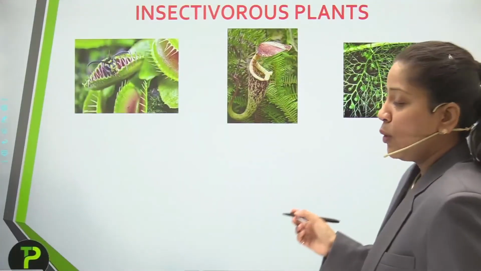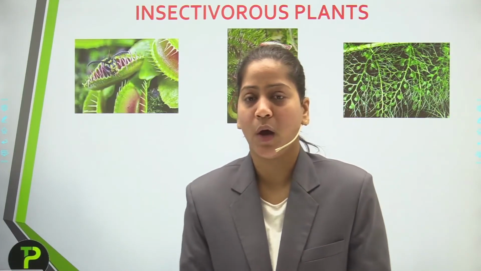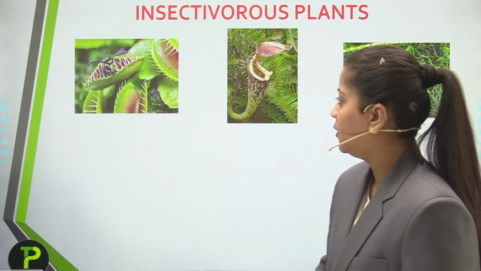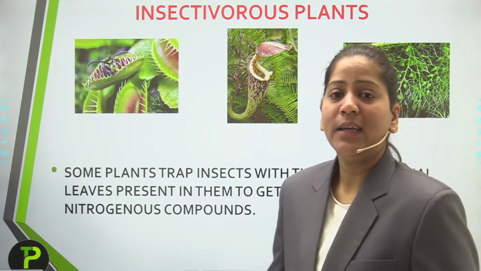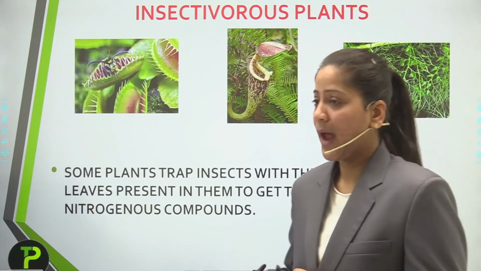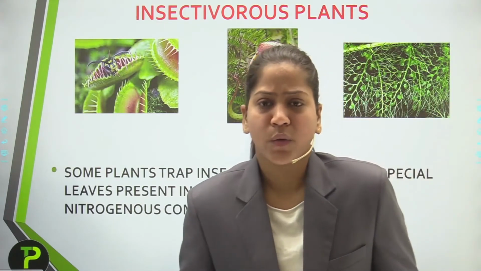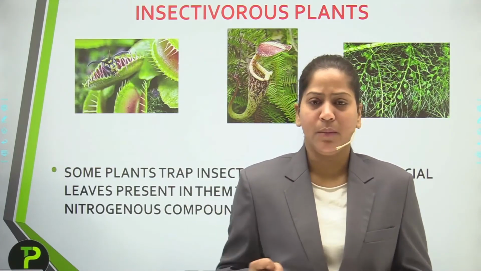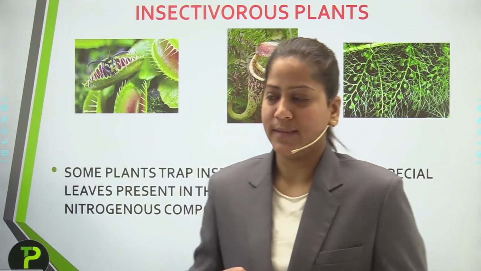Now, what are insectivorous plants? We will be talking about insectivorous plants now. Insectivorous plants are plants which can eat insects and get nutrients from insects. These plants are very small, so they cannot eat big animals. They trap insects and get nutrition from these insects.